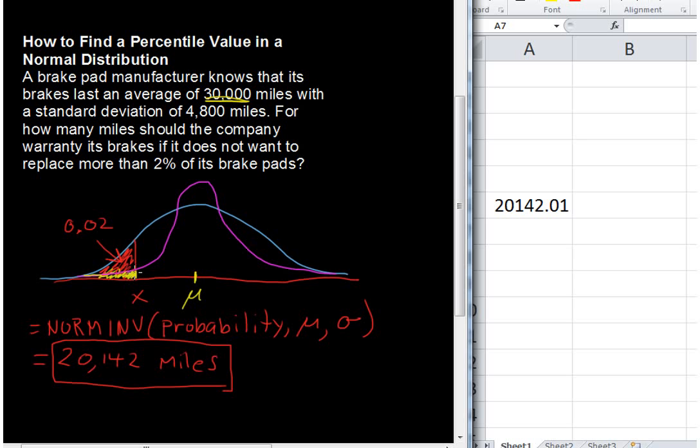We can see what's happening. So we've got our 0.02 now in yellow, and 20,000. Well, that kind of makes sense. The manufacturer is going to warranty its brake pads for 20,000 miles, so that it doesn't have to replace more than 2% of those. People would turn those in for warranty if they lasted less than this warranty number. All right, so that is a way to find the percentile value in a normal distribution using Excel.